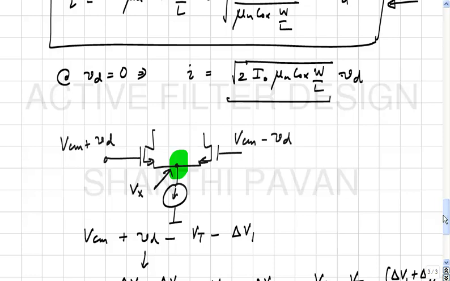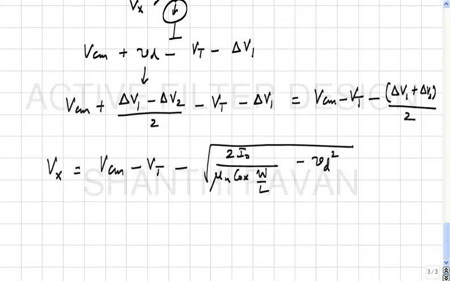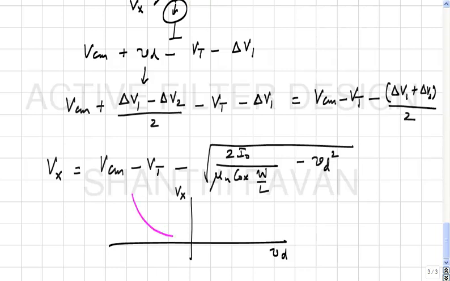Okay, so if you plot Vx as a function of Vd, how do you think it will look like? How does it look like? It's an even function, so without thinking too much, it must look something like that.